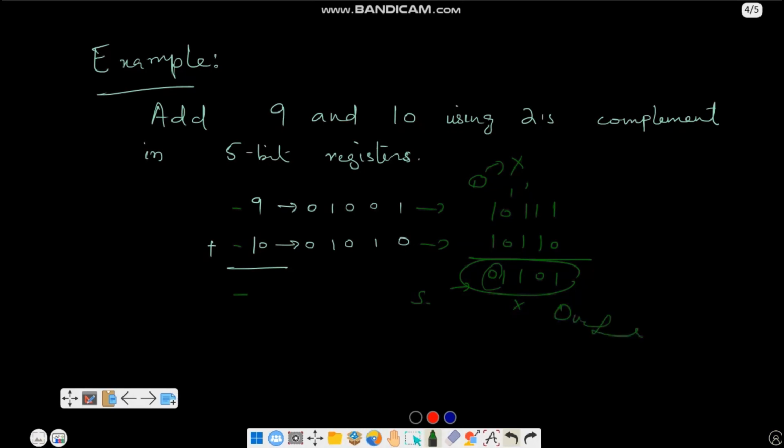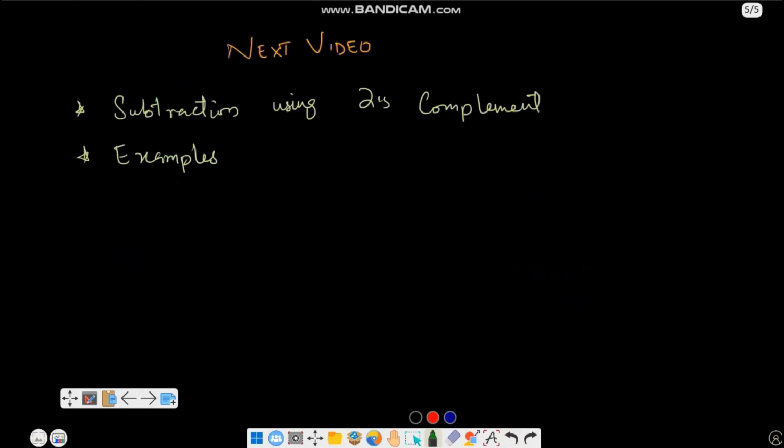Now look at these numbers, 9 and 19, and we have a 5-bit register. We already discussed that it's going to range from minus 16 to plus 15. Now 19, which is the result of these two arithmetic operations, doesn't come in this range; it exceeds it. That is why we are saying that this is the overflow. So I hope you understood it a little bit. This is quite a tricky concept, but we will definitely come up with more videos on this one to make it simpler and to make you understand properly.